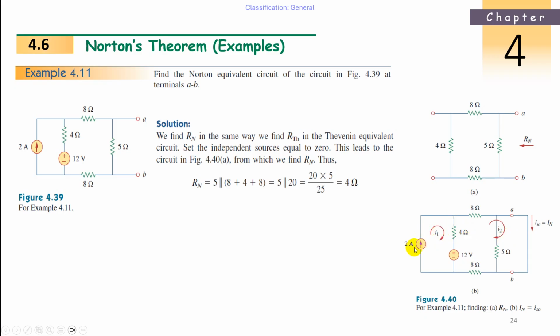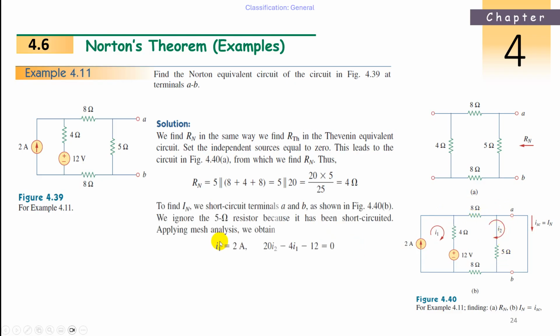So first loop I1 we already know is 2 amperes in the same direction. Then we have to write the equation for this loop, that is minus 12 plus 4(I2 minus I1) plus 8 I2. This is the third equation. Just solve that one. So I1 is nothing but 2 amperes. Now the second equation: minus 12 here. I1 is flowing opposite to this I2, so minus 4 I1.